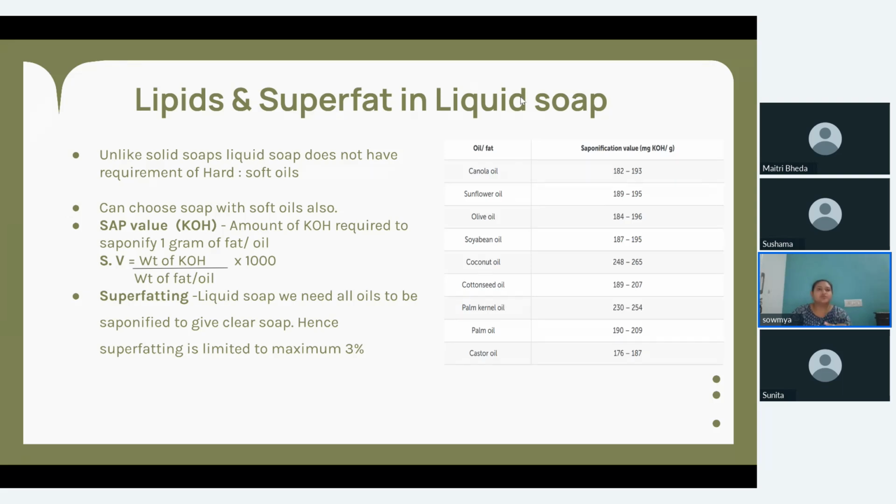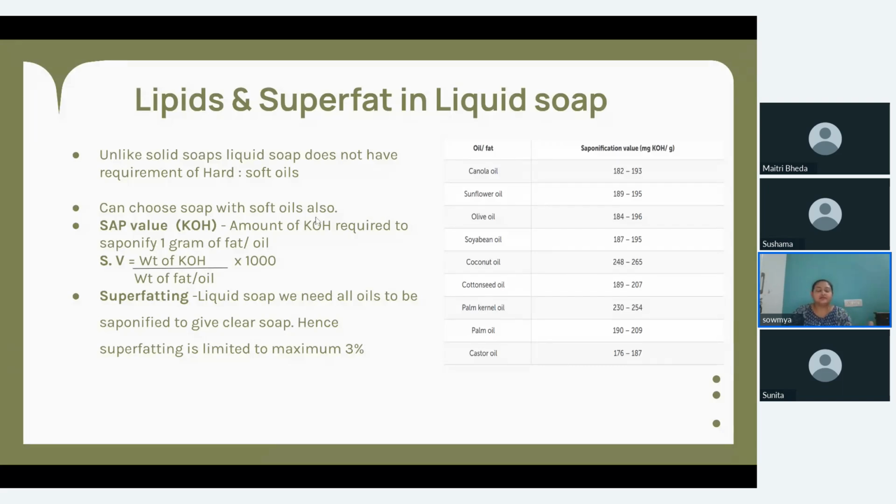But in liquid soap, you don't have a hard liquid soap or a soft liquid soap. So there is nothing like that, and you don't have to follow the 40-60 rule here in liquid soap. And as I told, you can also make it only with the soft oils.